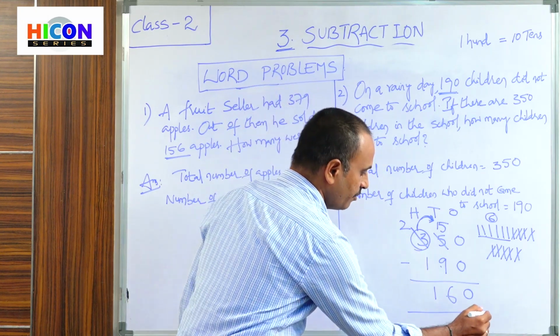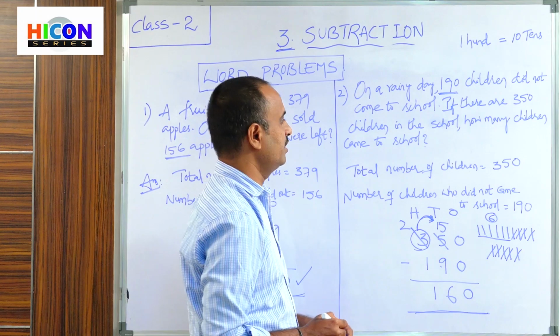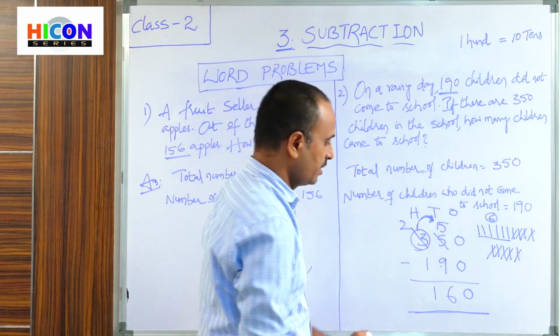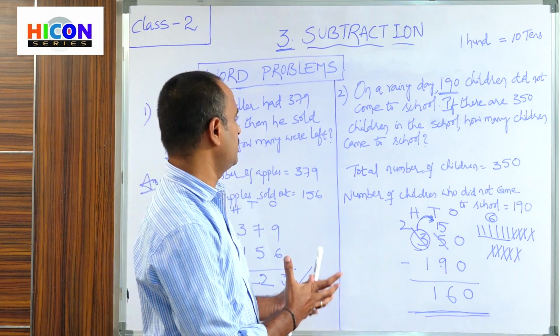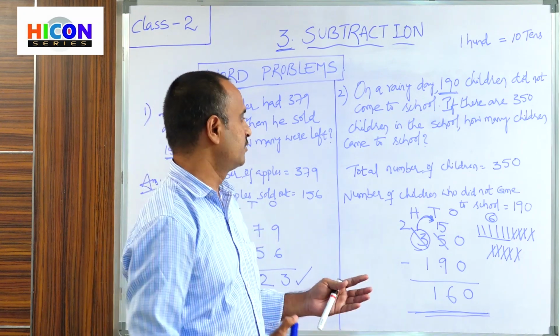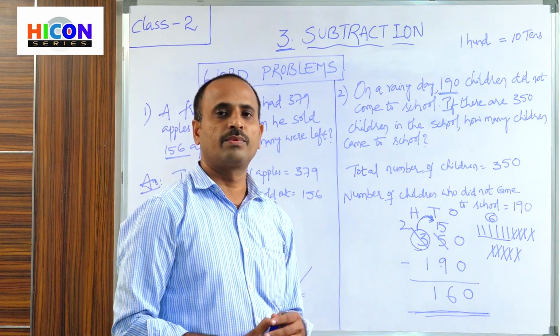The answer is 160. So children, how many children came to school? That is 160 children came to school. So this is about word problems. So in this way we have to solve the given word problems.